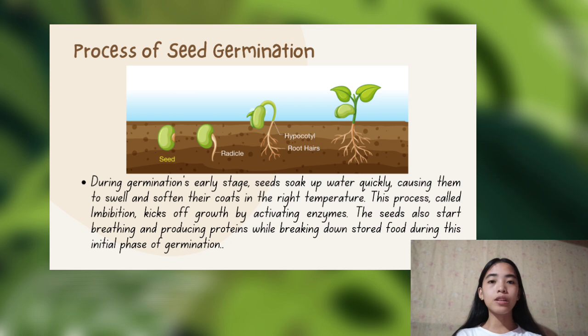During germination's early stage, seeds soak up water quickly, causing them to swell and soften their coats in the right temperature. This process is called imbibition. It kicks off growth by activating enzymes. The seeds also start breathing and producing proteins while breaking down stored food during this initial phase of germination.